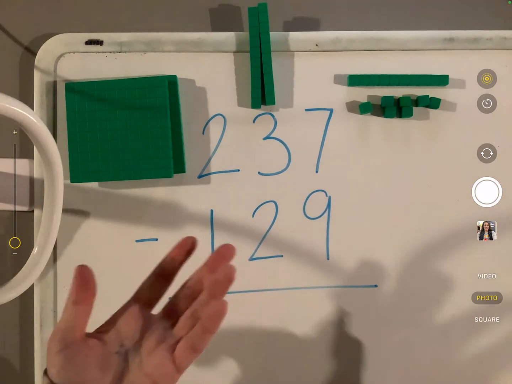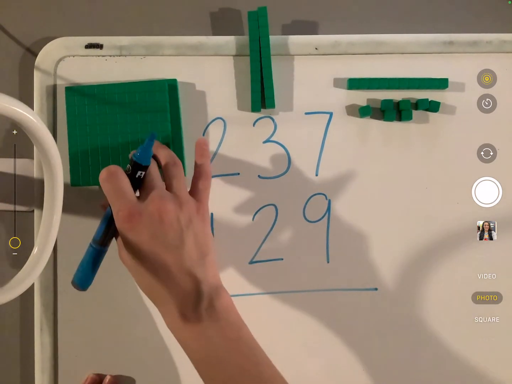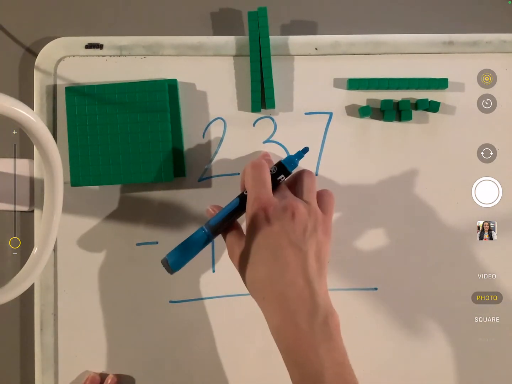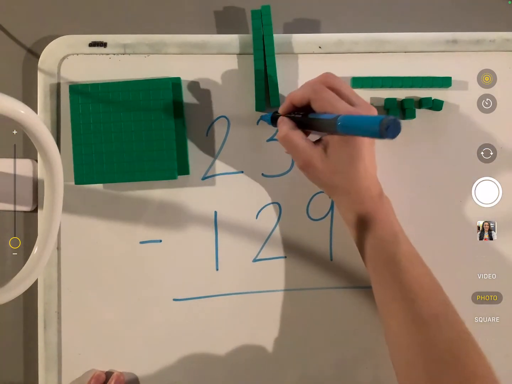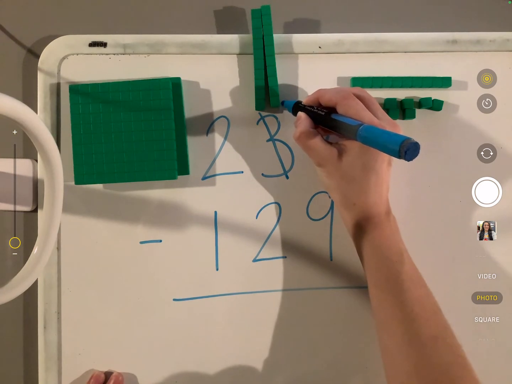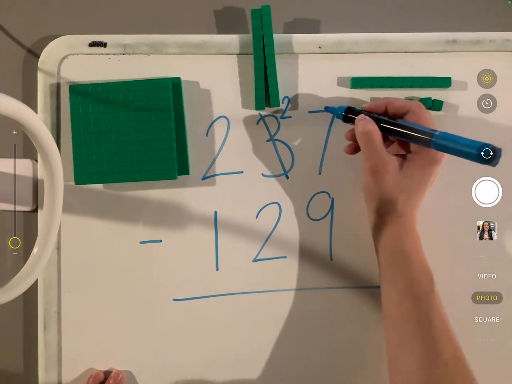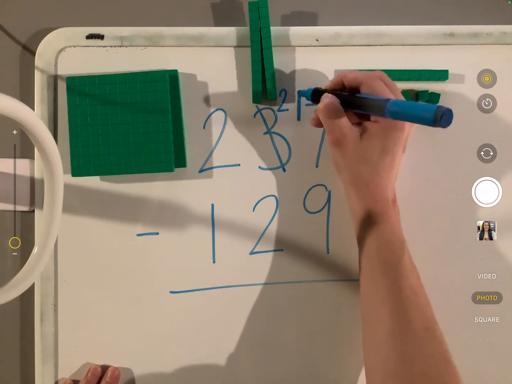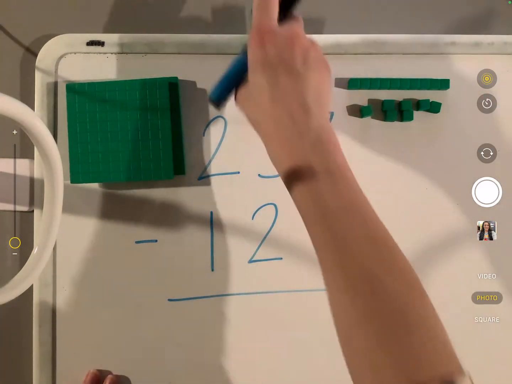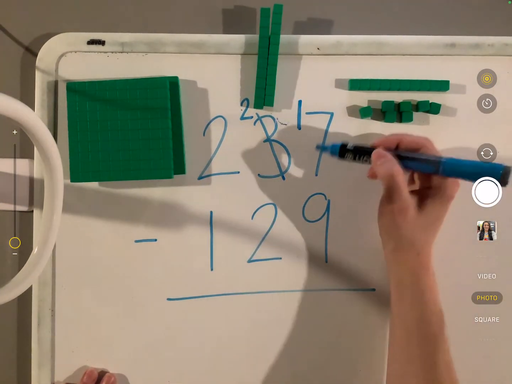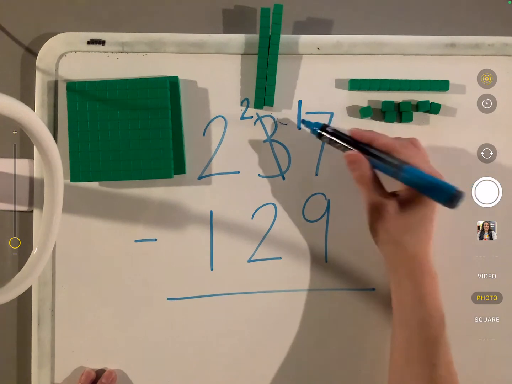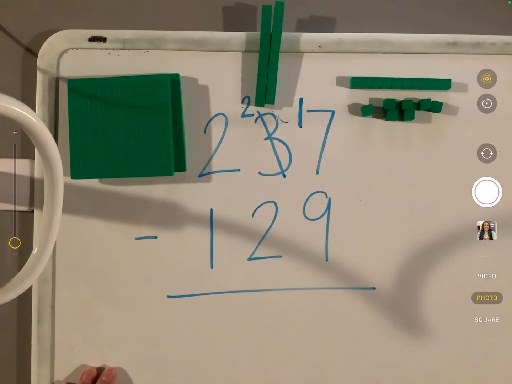But now, what do I have? I have 220 and I have 17. Okay, so remember, I need to cross off this 3 because I borrowed a 10, so now it becomes a 2. And then this 7 becomes 17 because I borrowed 10, right? So I'm going to take 17 minus 9, and what is that? It's 8, right?